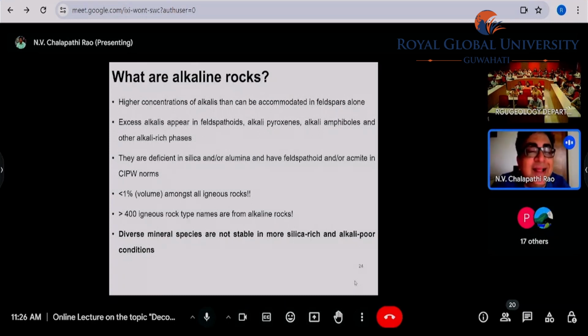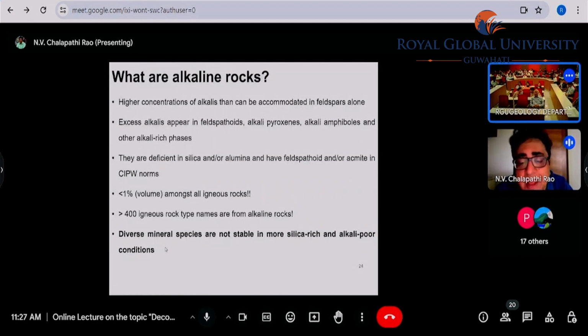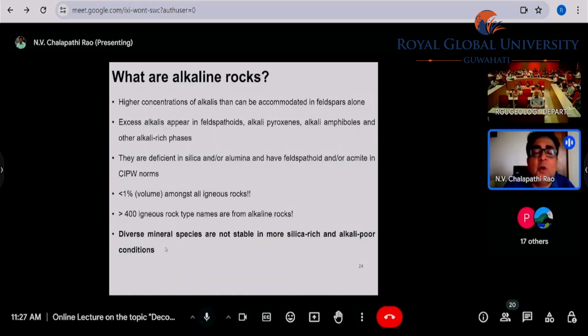So these are all the alkaline rocks, and there are at least more than 400 igneous rock types which are given names for the alkaline rocks. So, I mean, I mentioned only few.